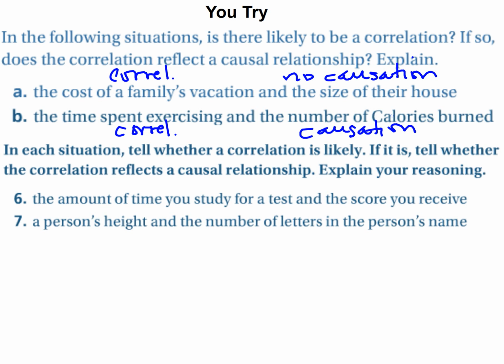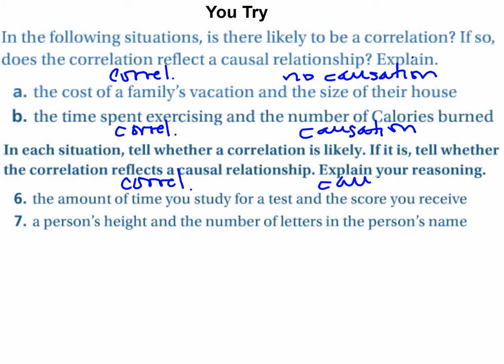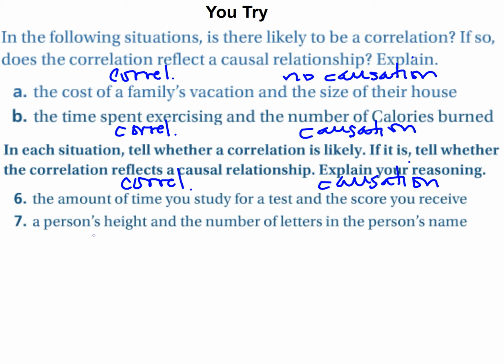Number 6, the amount of time you study for a test and the score you receive. Yeah, you better believe it. There is correlation with that and causation. Some of you don't believe that, but there is causation. A person's height and the number of letters in the person's name. I don't expect any correlation with that, nor do I expect causation.